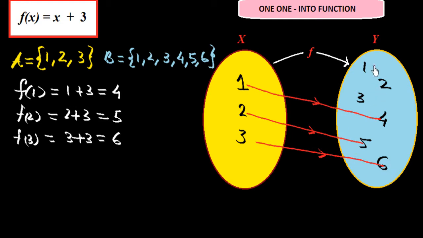There are some free elements inside B, 1, 2, 3. So this is called the into function, because all the images are not engaged with the pre-images. Some images are free, there is no pre-image of these elements. So there are some free elements here. So it is called into function. So this is 1-1 because 1-to-1 is one element is associated to the one element only. So it is our 1-1 and onto function.